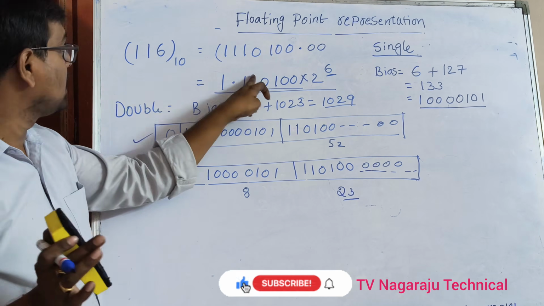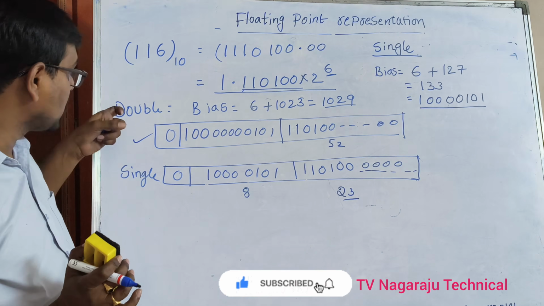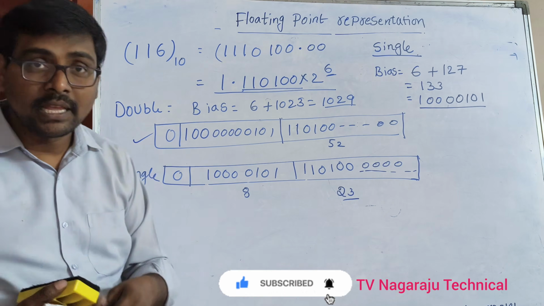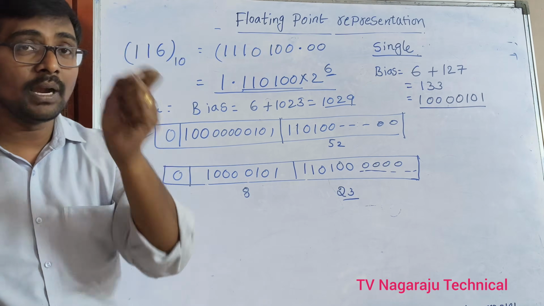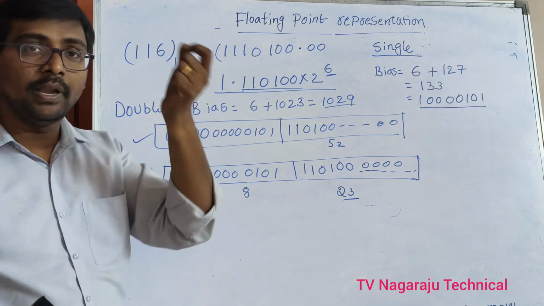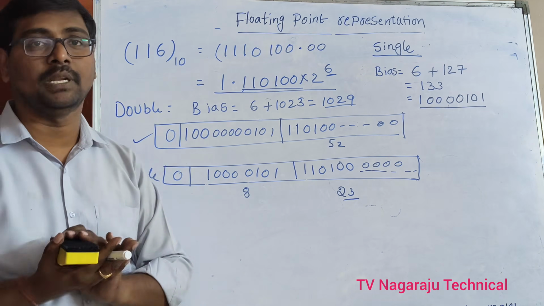Clear? This is the way to represent a floating point number using single precision and double precision. In the next session, we will take one more example, which contains both a fractional part and a decimal part, and see how to represent it in single and double precision. Thank you.